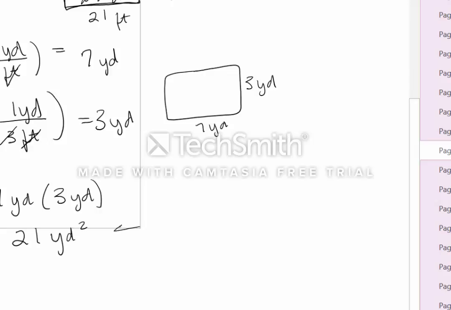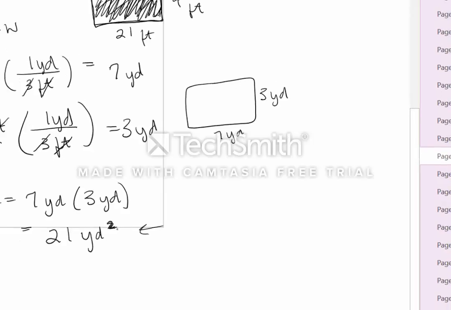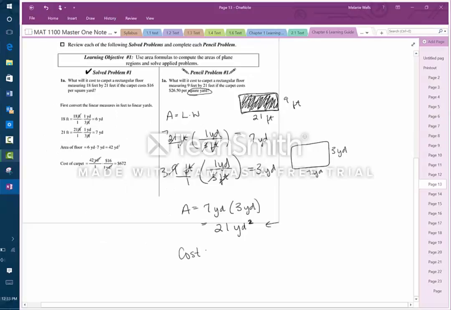When we're dealing with area, we do know that we'll end up with square units. Okay, and then the cost says it's $26.50 per square yard. So if we have 21 square yards and we multiply that by $26.50 per square yard, then the square yard units would cancel out. 21 times $26.50 with units of dollars would be $556.50.